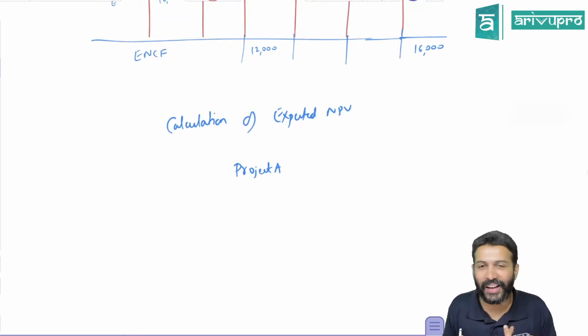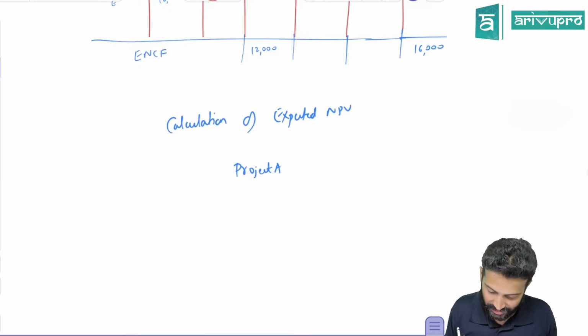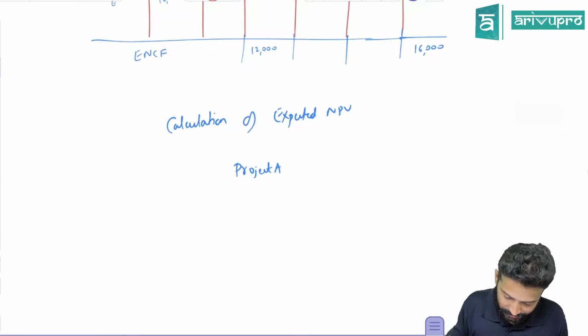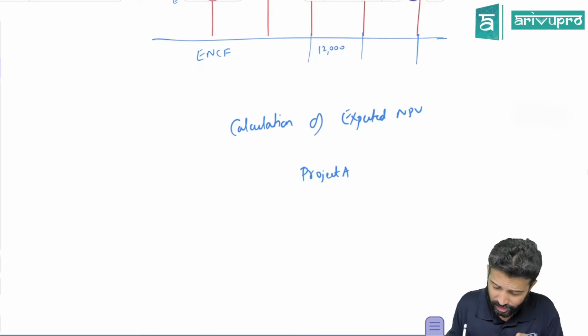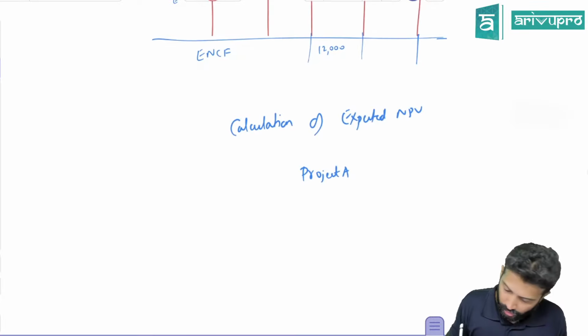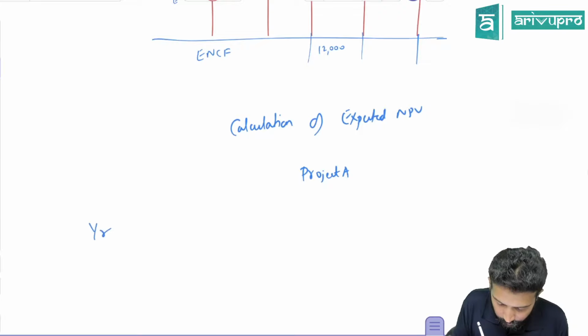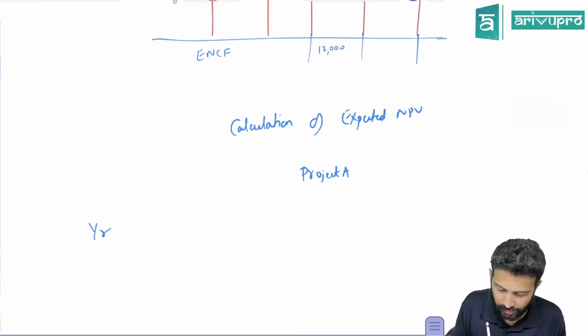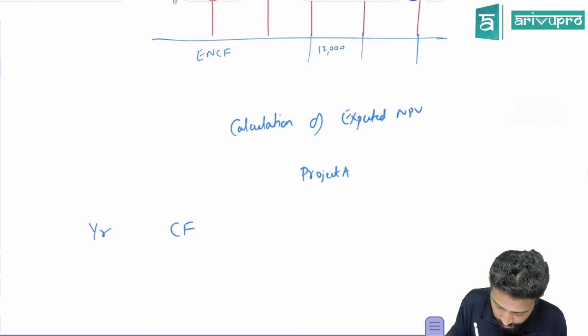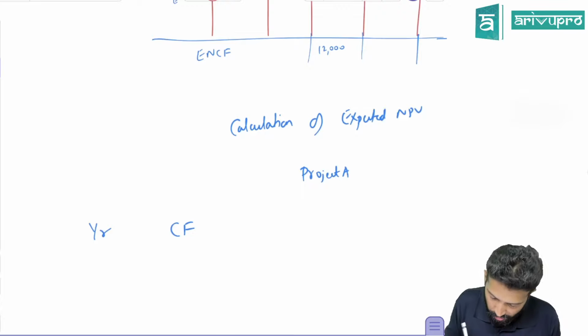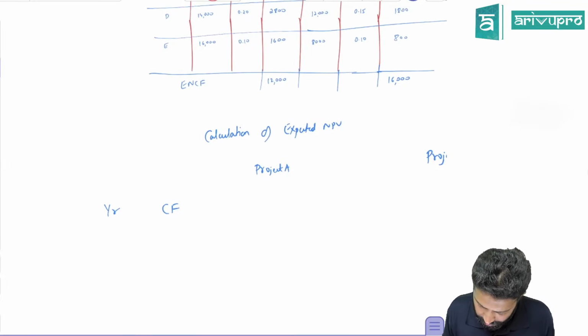We can do it together, or you can do it for one project or the other also. Tell me, for this one, what are the things we need for NPV? Year, then it'll be cash flows. Can I modify the column slightly? Let it be, it's okay.